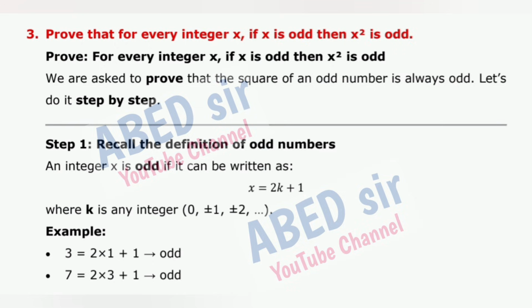An integer x is odd if it can be written as x = 2k+1, where k is any integer: 0, ±1, ±2, and so on. Example: 3 = 2×1+1 is odd. 7 = 2×3+1 is odd.